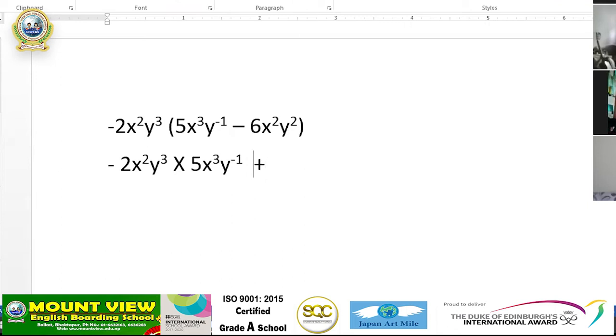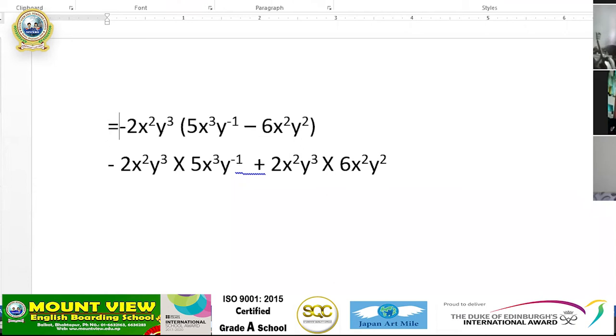Okay. If any confusion to anyone, please unmute yourself and speak. Sign multiply, all you have to do is put them in the form of multiplication, just like this. 2x square y cube shall multiply 6x square y square. Okay, is there any confusion so far? Anyone? If you have, just unmute yourself and speak.